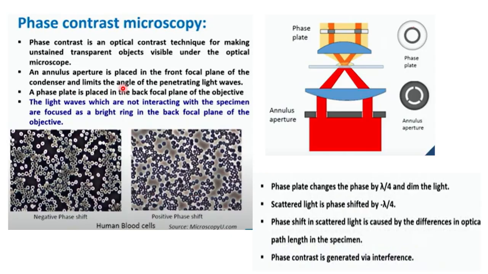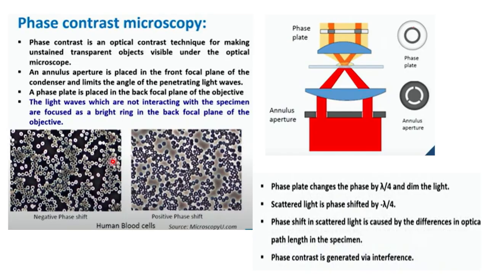An annulus aperture is placed in front of the focal plane of the condenser and limits the angle of the penetrating light wave. A phase plate is placed in the back focal plane of the objective, and the light waves which are not interacting with the specimen are focused as a bright ring in the back focal plane of the objective. So this is the phase plate and this is the annular aperture through which you can create the contrast of your image.